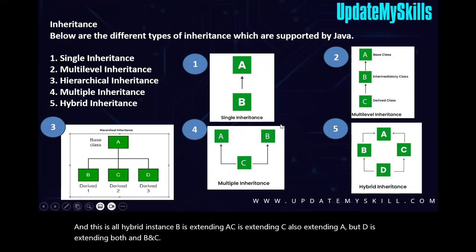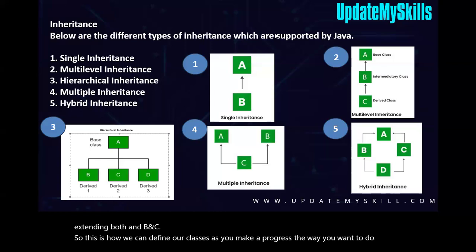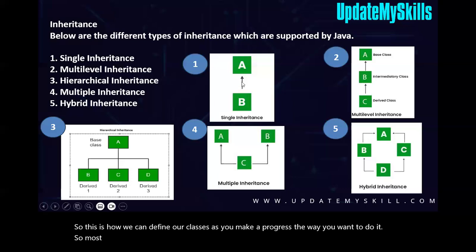So this is how we can define our classes as you make progress. Most likely we have shown A and B examples in the past. We can create A, B, C also. One example: create a class A, create a class B, class C. C can extend B, B can extend A.